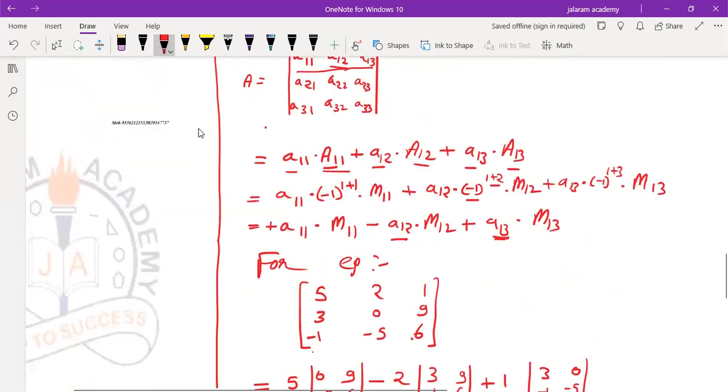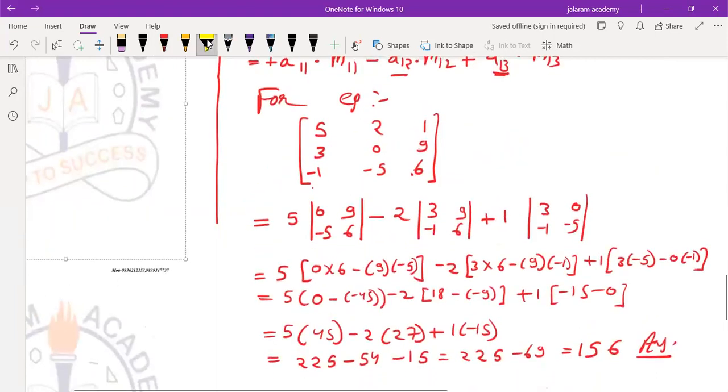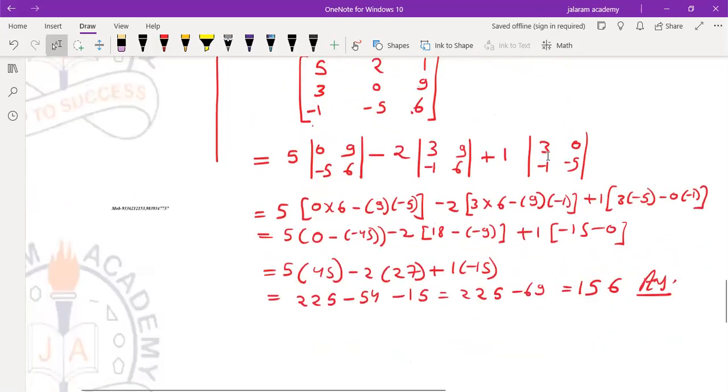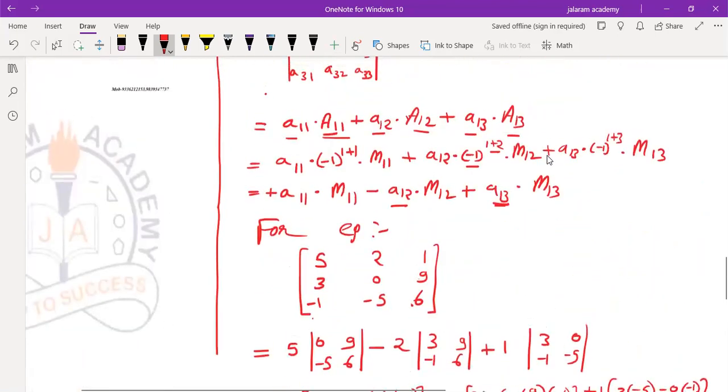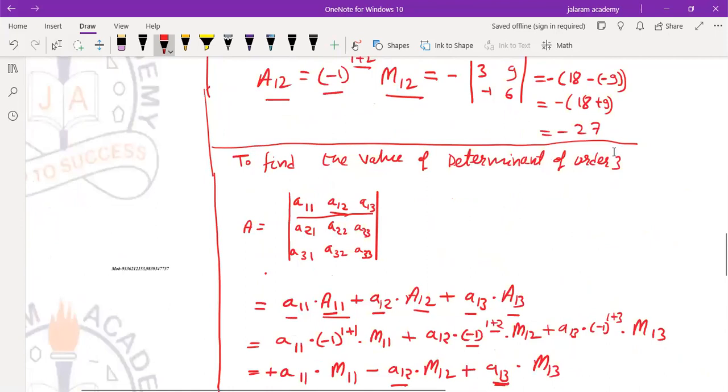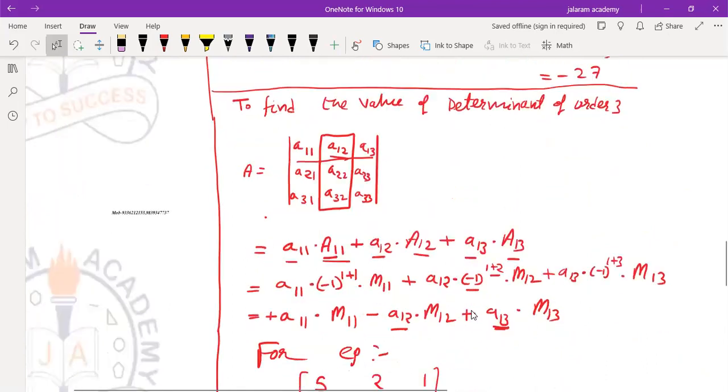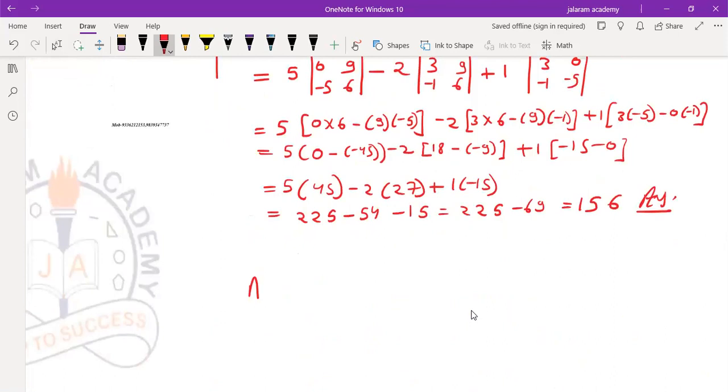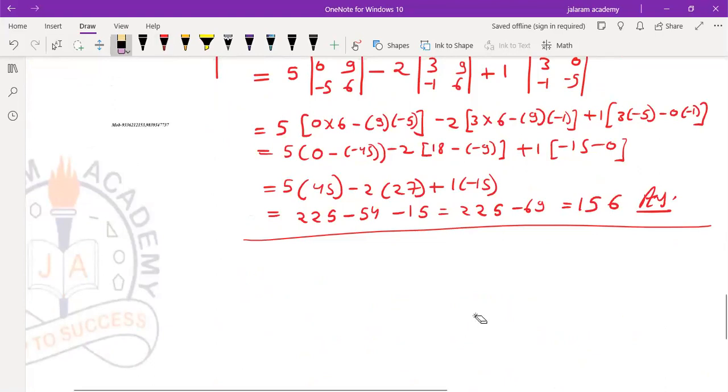Okay, so we will check it again. How to check it? We will use another method to find the expansion of the determinant. Remember, we can take any row or any column to find the value of a determinant. Means if we start with the second column, this is the second column, we can take the minors of this also, like determinant of A, if we use the second column only.